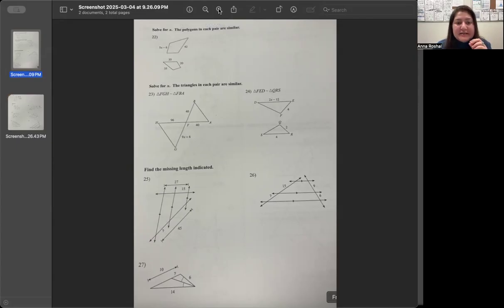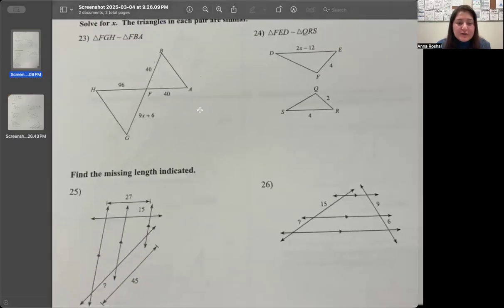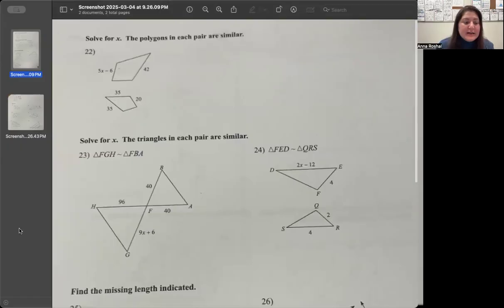This is, again, a student sent in some review questions for this chapter. So we're going to go ahead and just jump right into it. So we have solve for x. The polygons in each pair are similar.